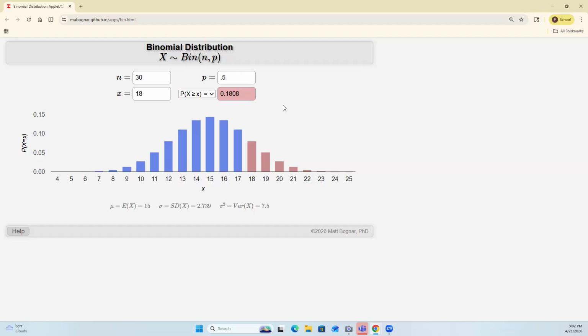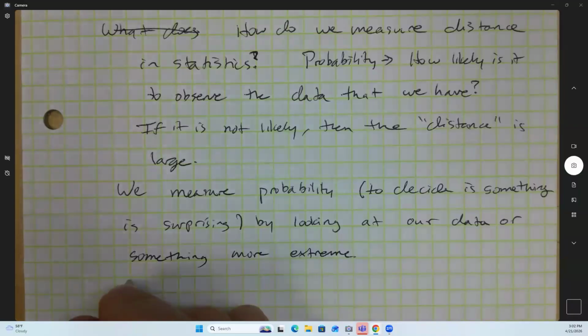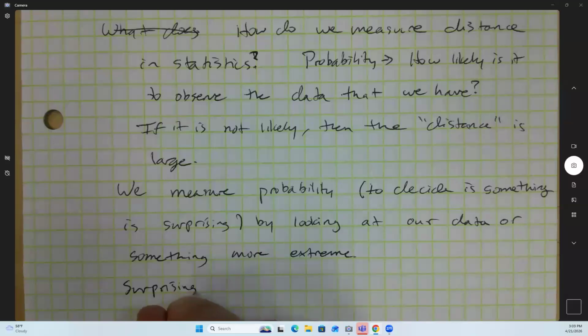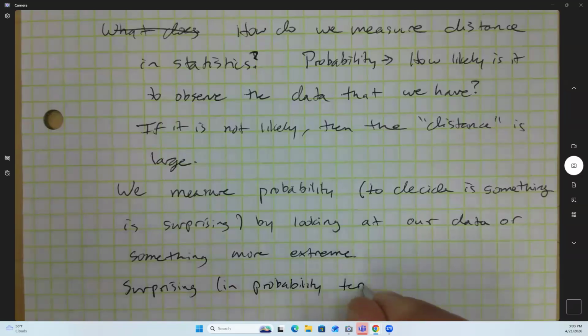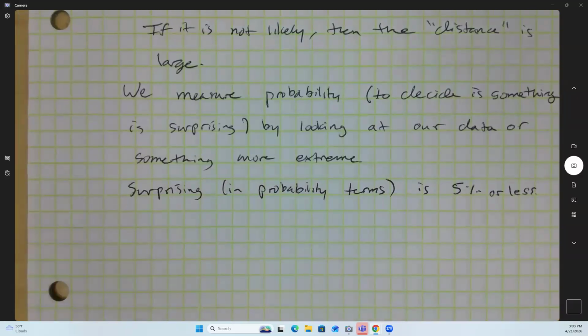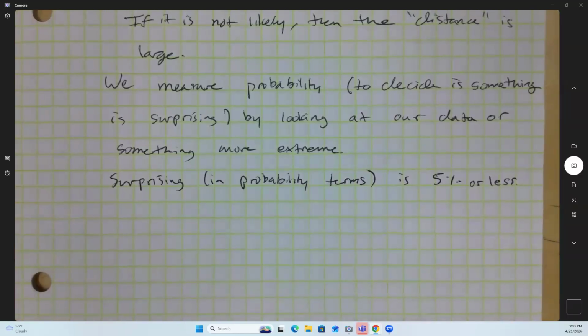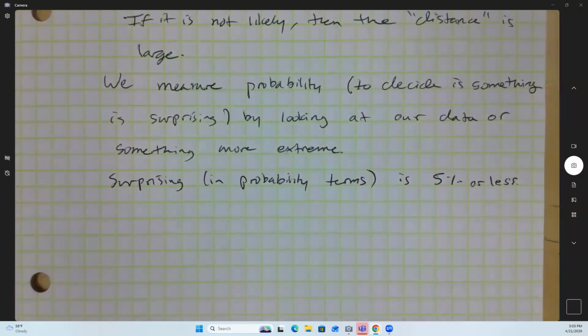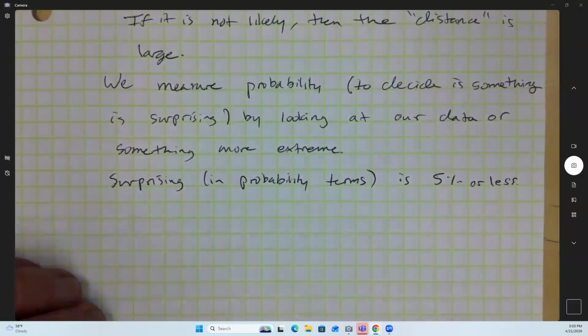2 standard deviations gets us to that probability cutoff a lot of the times, but that's not a probability, it's a step size, but that's good. How about the probability? 5%. Let's add that in. Surprising in probability terms is 5% or less. So something is far away if the probability of observing it or something more extreme is less than 5%. That's a mouthful.